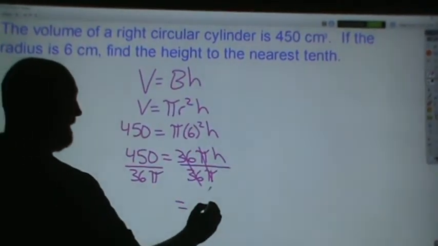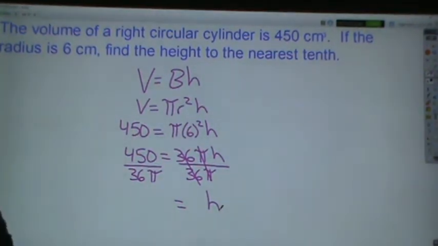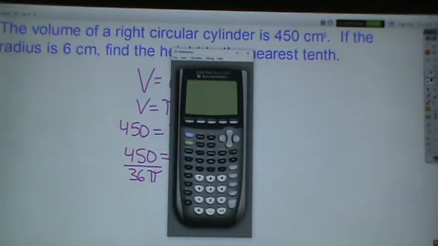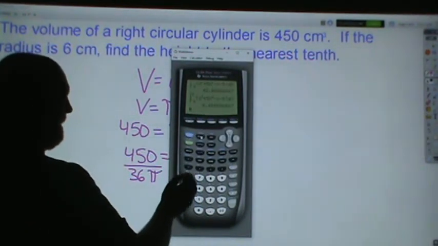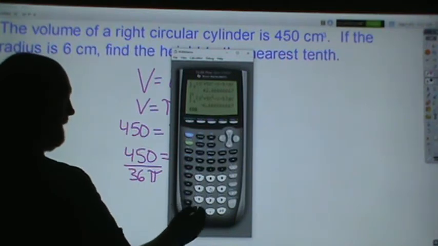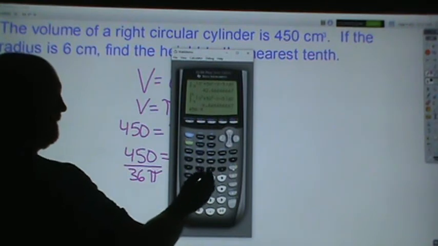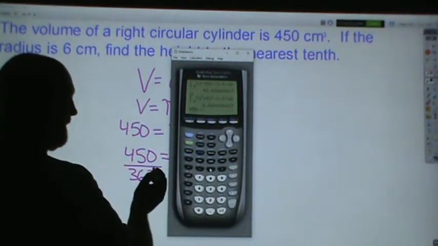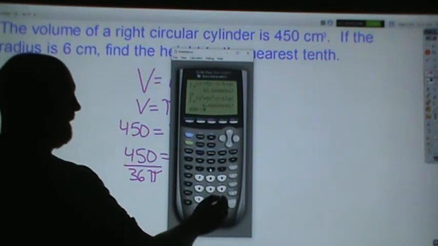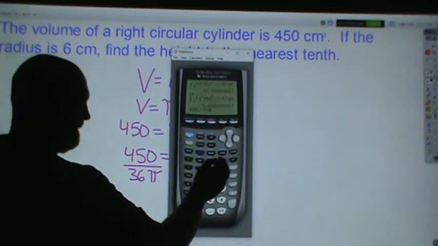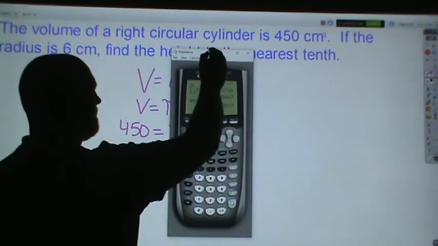I'm supposed to round my answer to the nearest tenth. So obviously, when I have to round to the nearest tenth, I have to put this in my calculator. So in my calculator, I'm going to do 450 divided by 36 pi. And to put 36 pi on my calculator correctly, because I want the whole thing in the denominator, I need to use parentheses. So I use a left parenthesis, then 36 pi, then a right parenthesis, then I hit enter.